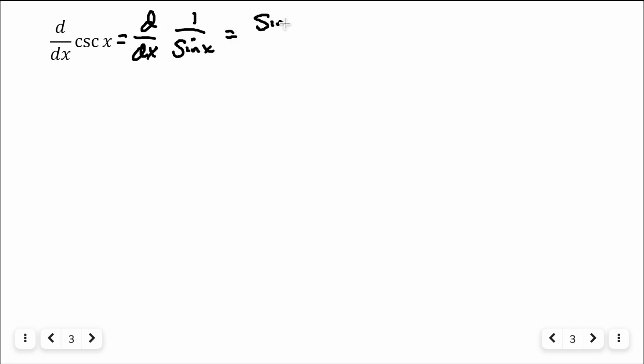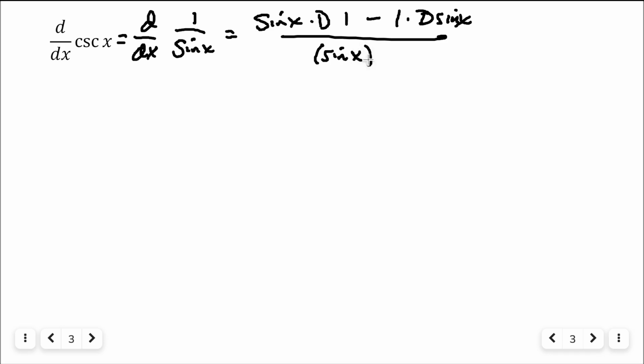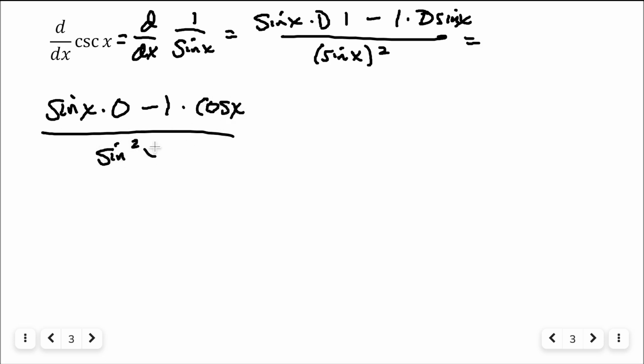It's going to be lo d-hi minus hi d-lo over America's favorite snack treat, ho ho. Okay, here we go. We have sine of x. The derivative of 1 is 0. That's a number. Minus 1. The derivative of sine is cosine, all over sine squared x. So sine x times 0, that literally just washes out. It doesn't even exist anymore. It's gone. So that gives me negative cosine x over sine squared x. Okay, so now we can simplify this a little bit.